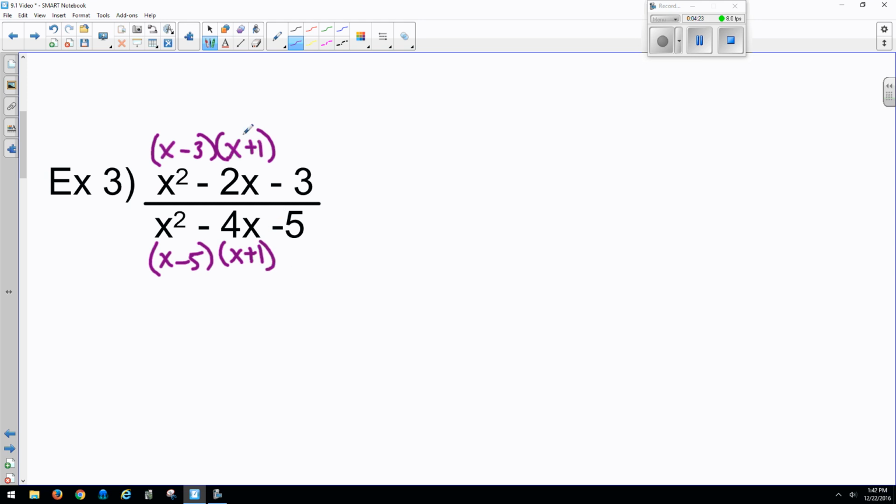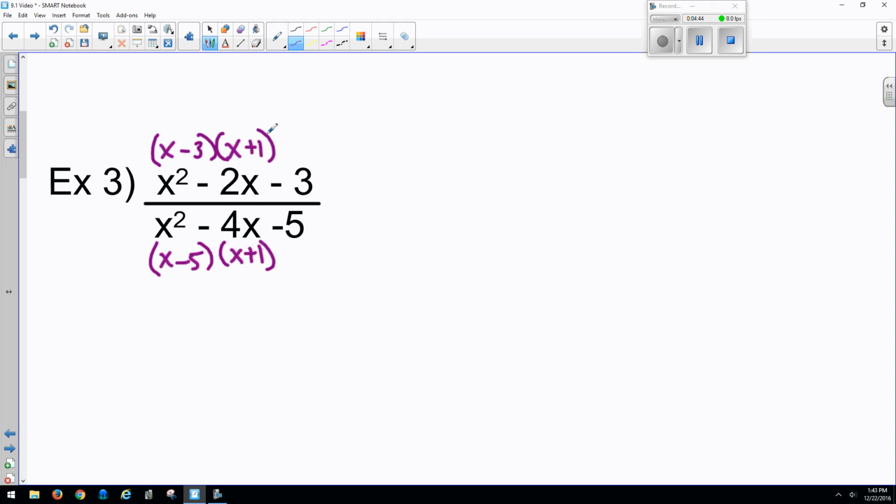Now, when we're talking about binomial factors, again, that's 2 terms. So I have a binomial times a binomial right here. When we're talking about binomial factors, or even trinomials, it's an all or nothing deal. So I can either divide out the entire binomial or nothing. You cannot just divide out part of it.